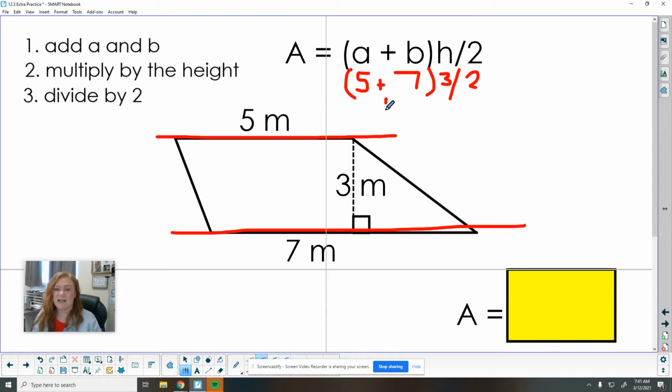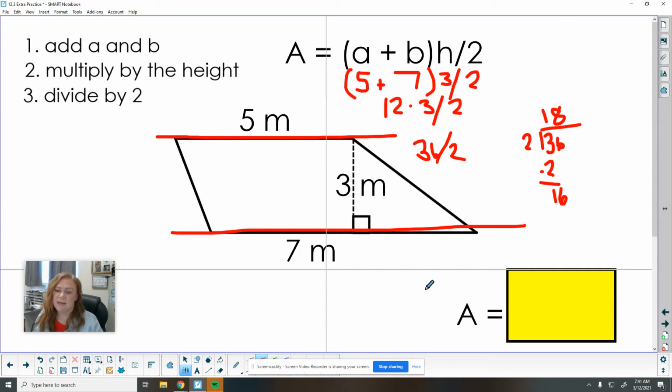So 5 plus 7 is 12, and then we'll multiply that by 3, divided by 2. So 3 times 12 is 36. 36 divided by 2. That goes in there 1 time, and that goes in there 8 times. So my answer is 18 meters squared.